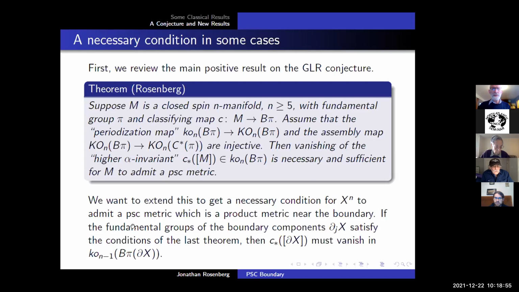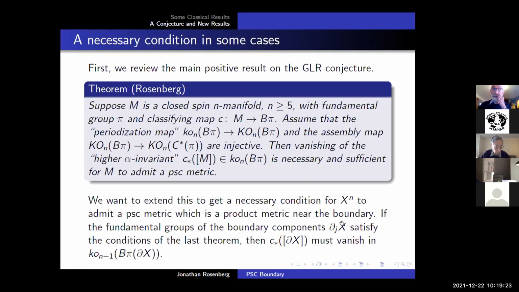Okay, so now what we want to do is to extend this to get a necessary condition for X to admit a positive scalar curvature metric, which is a product metric near the boundary. Sorry, maybe just one stupid question. When you are saying something about the torsion, you mean the torsion of this fundamental group or the torsion of... Torsion in the fundamental group. Torsion in the fundamental group. Yeah. Okay, thank you.